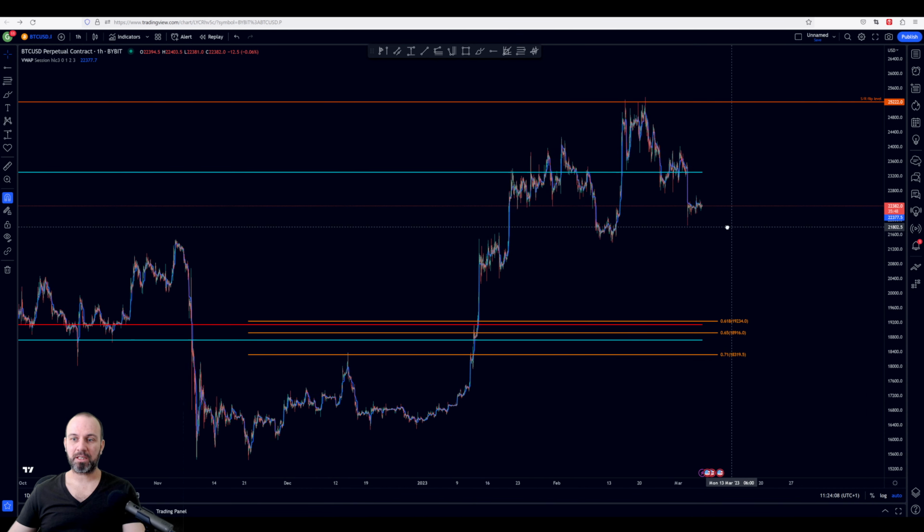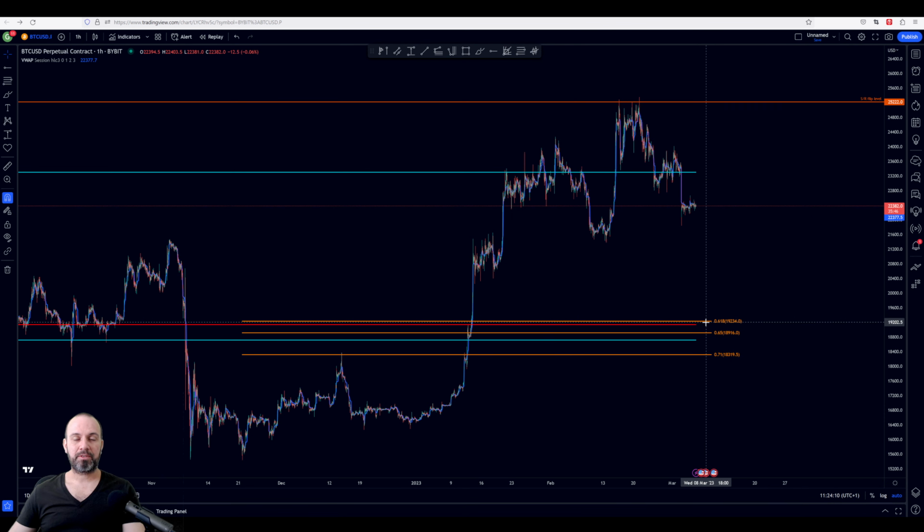Something like this, give or take. Also here we do have the high time frame golden pocket, right? So definitely this is this area between 19 and 18. Again, I would think about this as an area because you never know. We do have liquidity here.